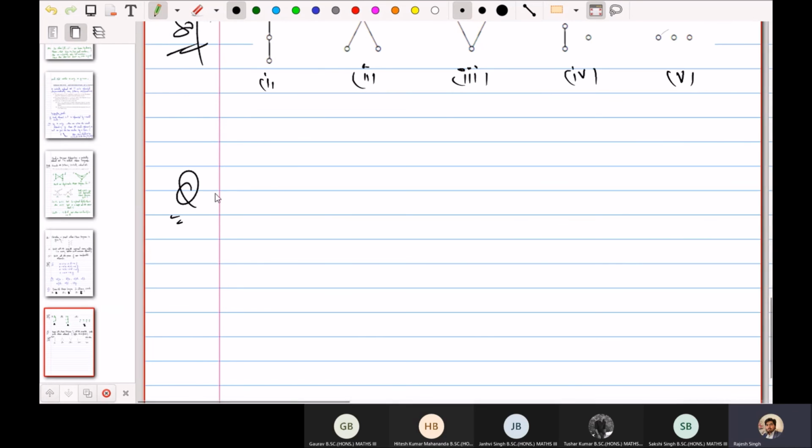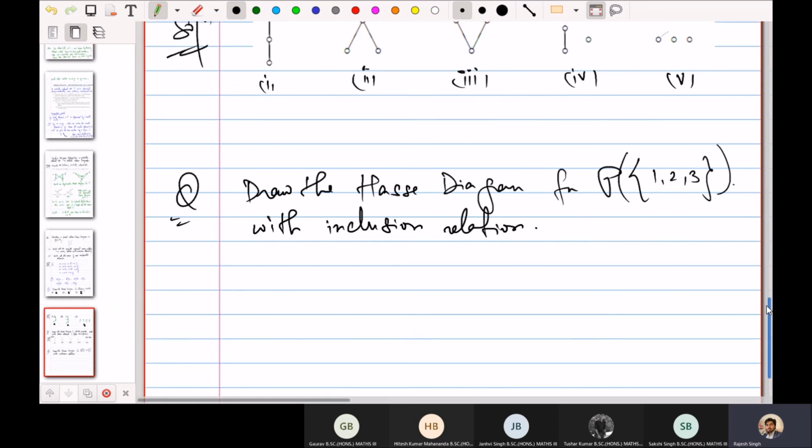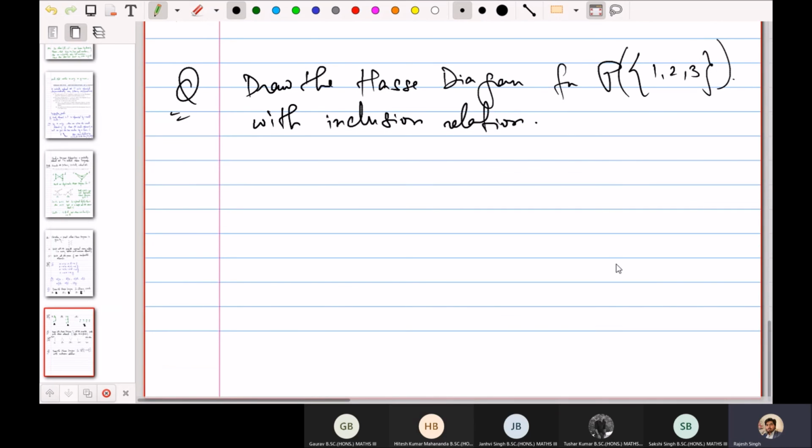ये तुम्हें करना है. Draw the Hasse diagram for power set of {1, 2, 3}, ठीक है, with inclusion relation. Fine. So this you have to draw yourself. इसको ड्रॉ करके ग्रुप में भेज देना सबके सब, ठीक है. उसकी ड्रॉ करके फोटो लेके ग्रुप में भेजना, ठीक है एवरीवन.